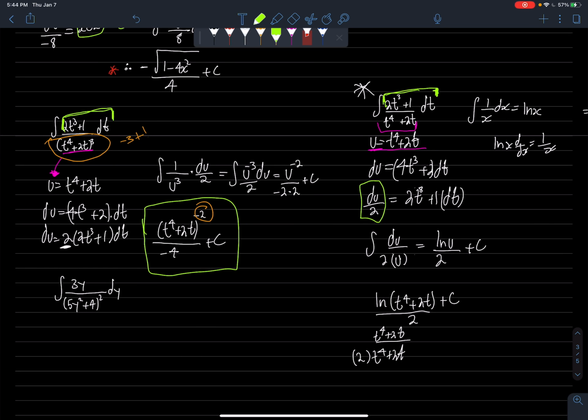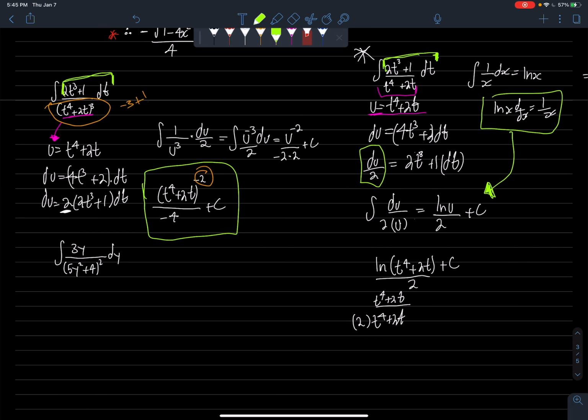Substitute that in. It's going to be du over 2 times 1 over u, which is equal to just what? Coming from this identity, it's going to be ln u over 2 plus c, right? And then, like we did for all the other examples, we're going to plug in u, back substitute it, so it's going to be the ln of t to the 4 plus 2t over 2 plus c.